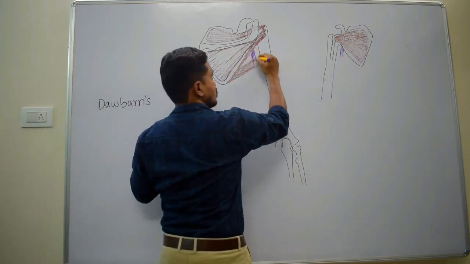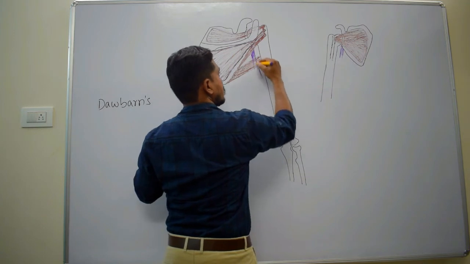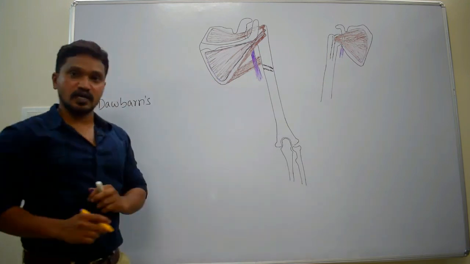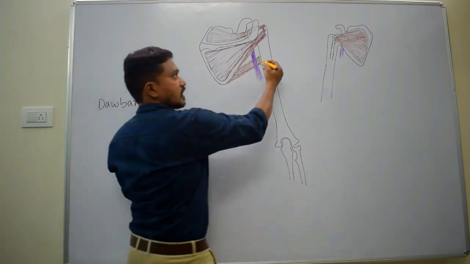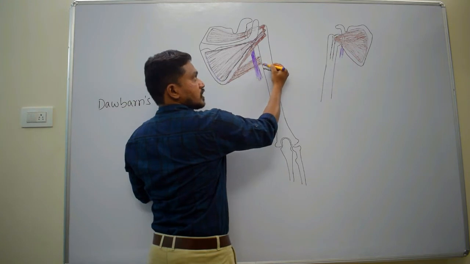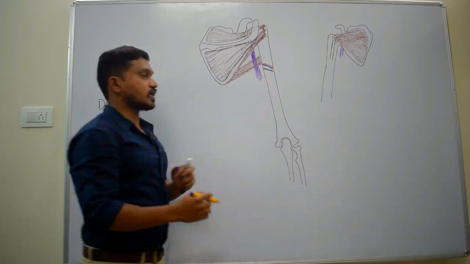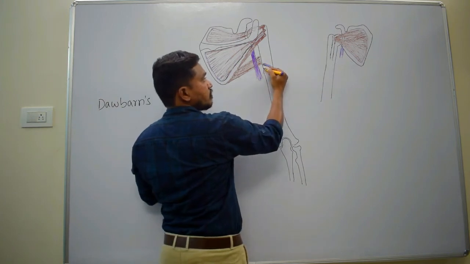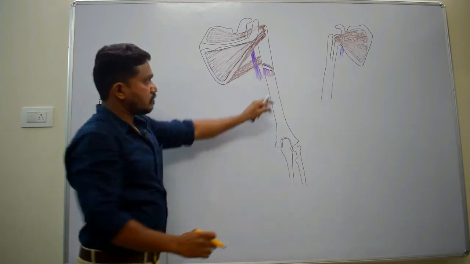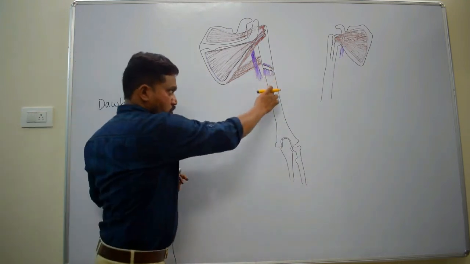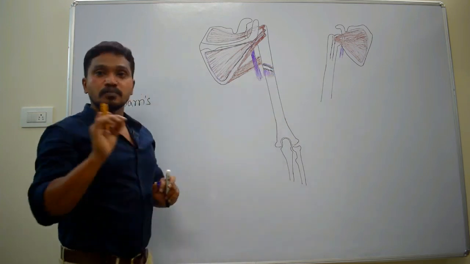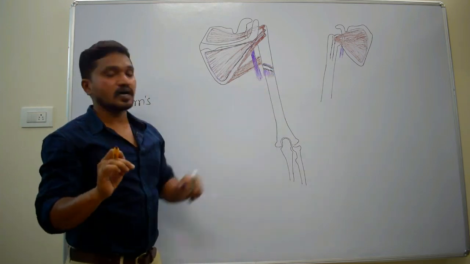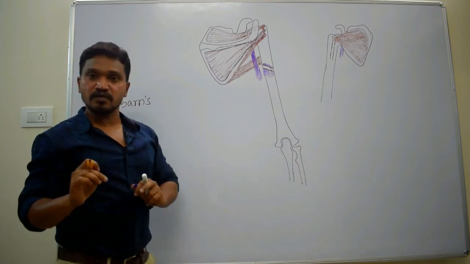So this is long head of triceps. Then the remaining two heads are there. What are these two heads? Medial head and lateral head. Lateral head takes origin from the lateral lip of spiral groove. Then medial head takes origin from the medial lip of spiral groove and also the area below the medial lip of spiral groove. That means this total posterior surface below the medial lip of spiral groove gives origin to the medial head of triceps.